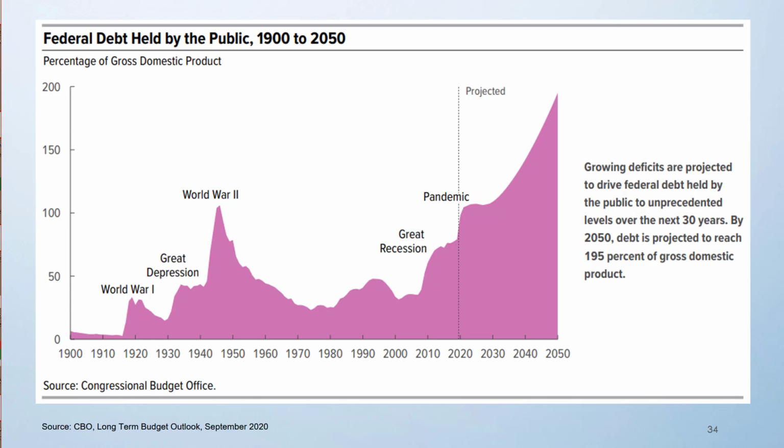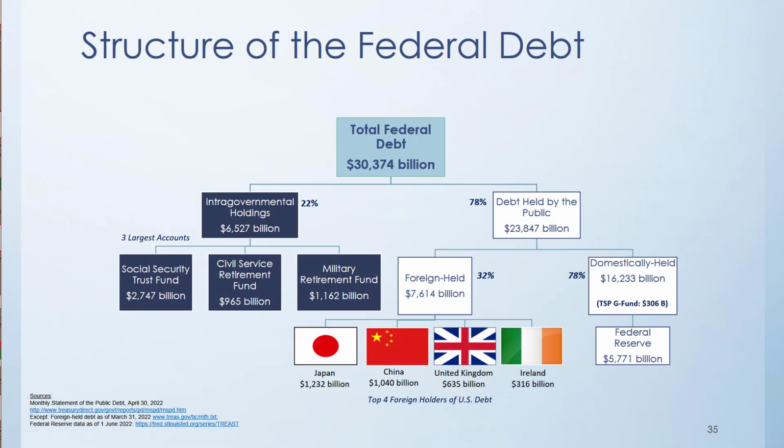So what's the structure of this debt? Well, as of the end of April of 2022, the total federal debt's $30.3 trillion. The debt held by the public, which is the part that economists worry about, is just short of $24 trillion. The rest is what's called intragovernmental holdings. So part of our national debt, we just owe to ourselves. We took money out of our left pocket and put it in our right pocket. And the Social Security Trust Fund has $2.7 trillion in it. The Civil Service Retirement Fund has close to $1 trillion, and the Military Retirement Fund has a little more than $1 trillion.